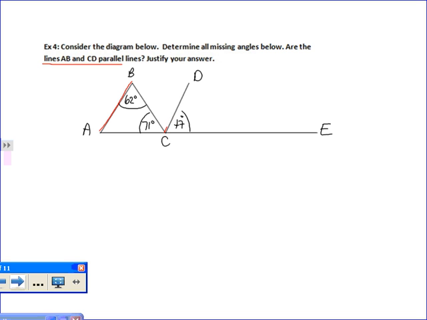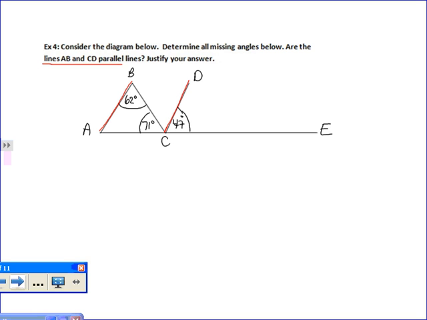Draw that a little bit more. Okay, so we're asking ourselves, are those lines parallel? That's the question that we want to know. Okay, let's start off by figuring out what our missing angles are, and then we can look at a relationship that will prove whether those lines are parallel.